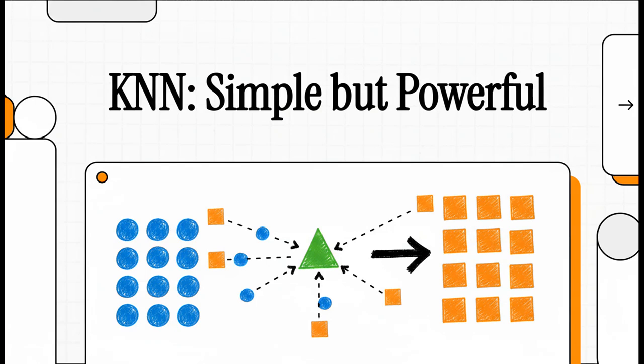Today, we're diving into one of my favorite ideas in all of machine learning, mainly because it's so beautifully simple, but also really, really powerful. It's called the K nearest neighbors algorithm, or KNN. Let's dig in and see what makes it tick.